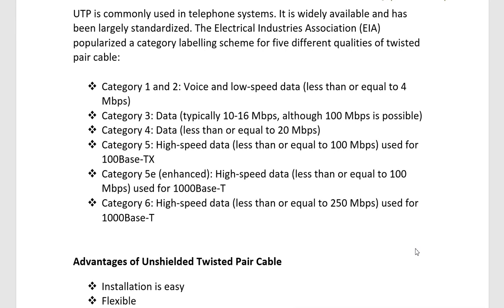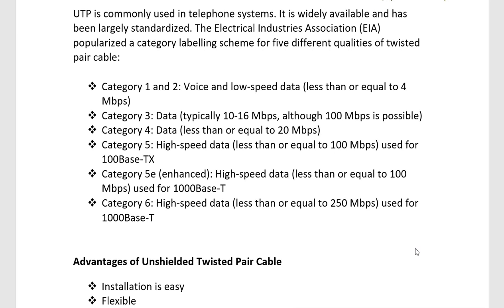Then we have category 5, which is for high speed data, less than or equal to 100 Mbps, and used for 100BASE-TX. What is 100BASE-TX? It is the standard for Ethernet networks set by the IEEE, and we will see this standard in upcoming lectures. Then category 5E, E for enhanced, is for high speed data and used for 1000BASE-T, which is also a standard of Ethernet networks.